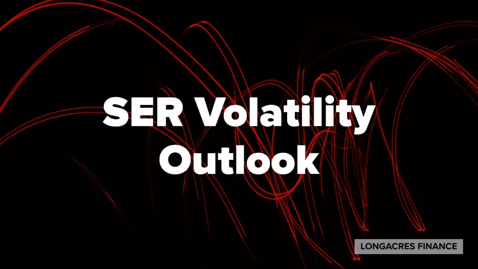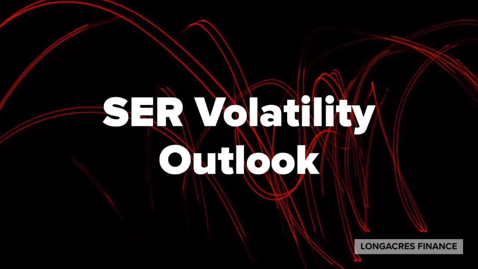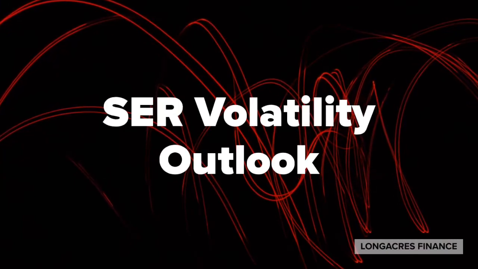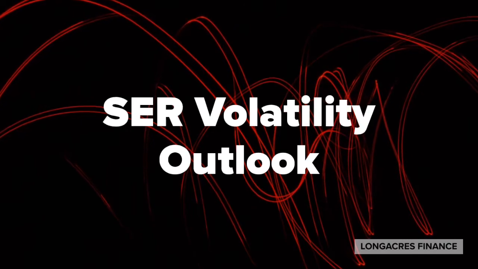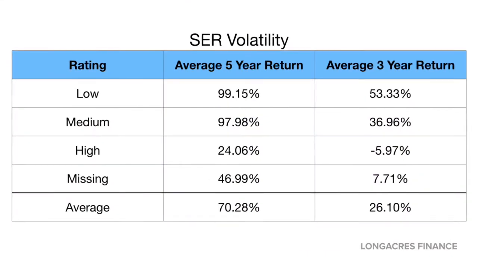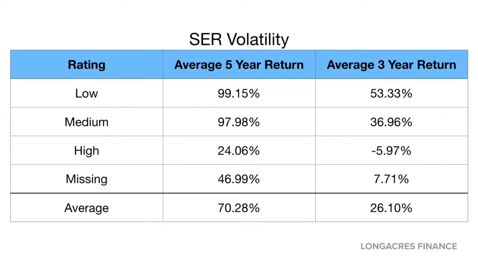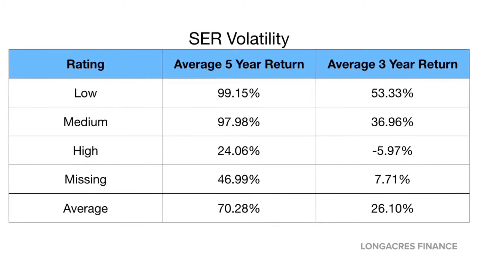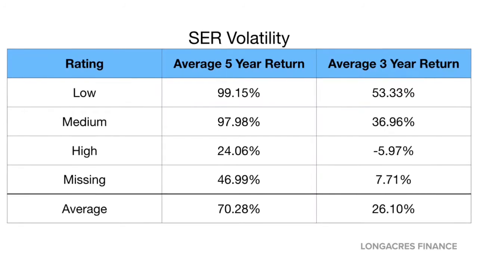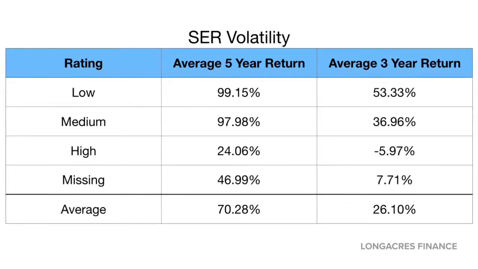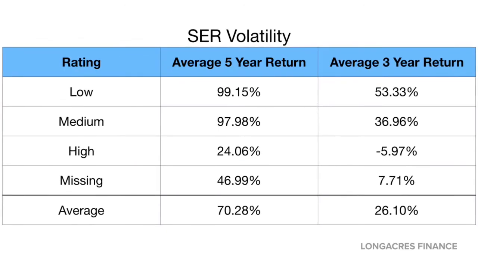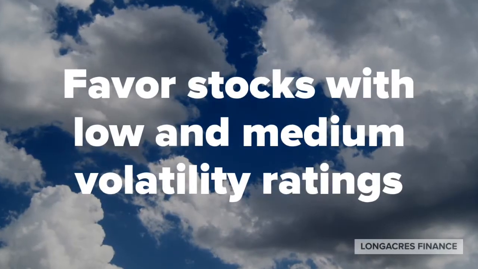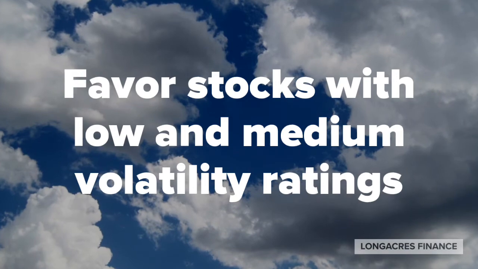Moving on to Schwab's equity rating, Volatility Outlook, that rates stocks on their historical volatility compared to their peers. A stock can have one of the following ratings: low, medium, or high. As you can see in the table, stocks with a low or medium volatility rating on average outperform the universe average. Stocks with a high volatility rating on average significantly underperform the universe average. Some stocks were missing this rating, and on average they performed poorer than the universe average. Based on this trend, I will want my final screener to favor stocks with a low or medium volatility rating.